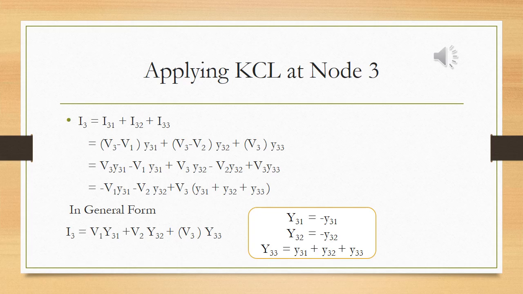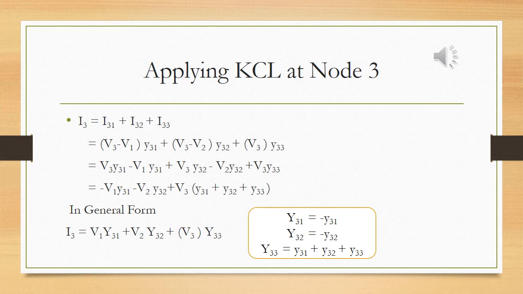Similarly, Y32. In order to generalize, I can say while forming our Y bus matrix, for non-diagonal elements we have to take the minus of the actual admittance to fill in the bus admittance matrix. And for diagonal elements, we have to take the sum of all the admittances connected to that particular bus. I repeat, while finding our bus admittance matrix, we have diagonal and non-diagonal elements.